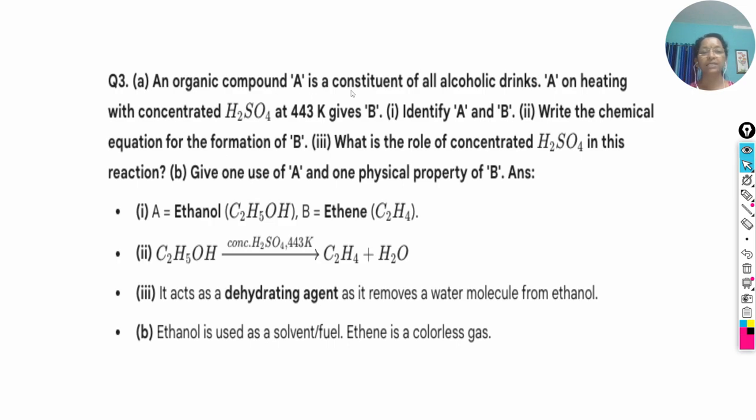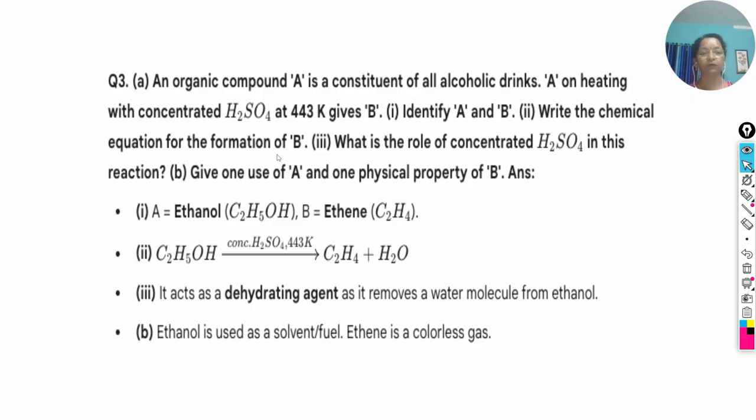Then an organic compound A is a constituent of all alcoholic drinks. So it's very clear it's an alcohol. A on heating with concentrated sulfuric acid at 443 Kelvin gives B. Identify A and B. We learnt only one alcohol, that is ethanol, and B, this is a dehydration reaction, isn't it? So B has to be ethene.